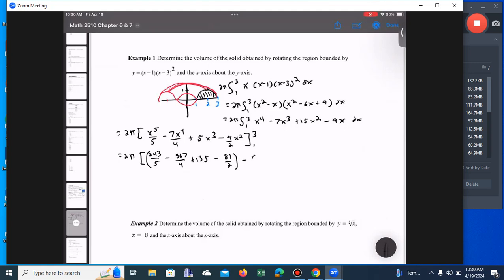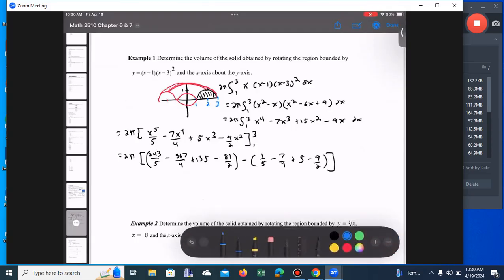That and minus 1/5 minus 7/4 plus 5 minus 9/2. And then I'm going to distribute the negative sign, so I'm not worrying about that. So that makes that plus and minus plus minus plus. Now we can put this together.